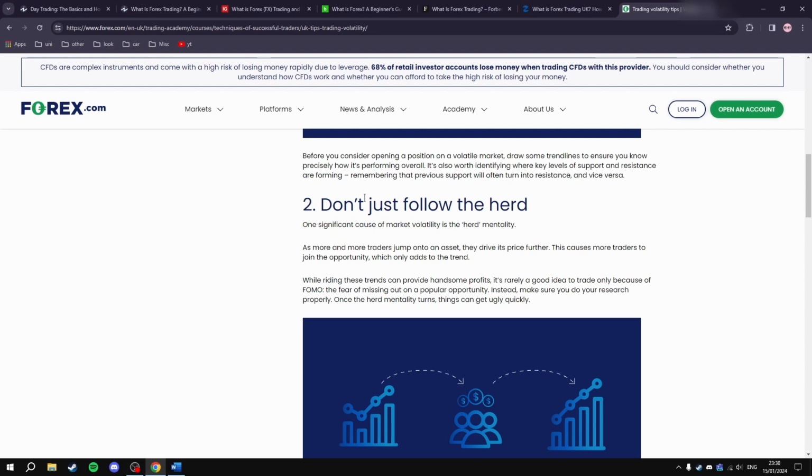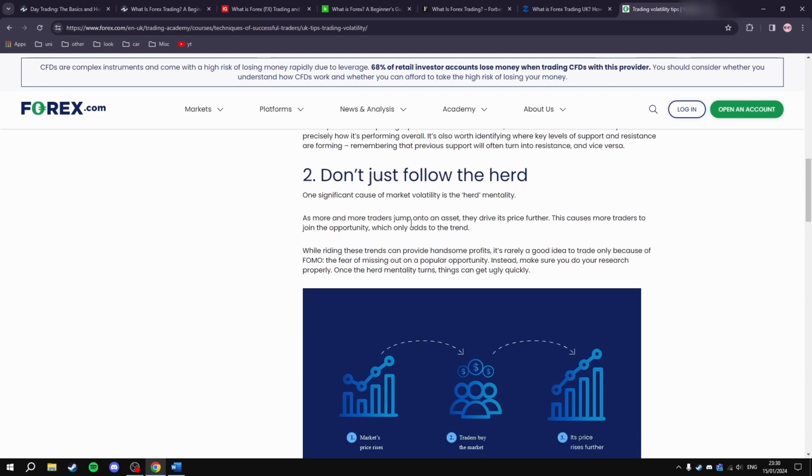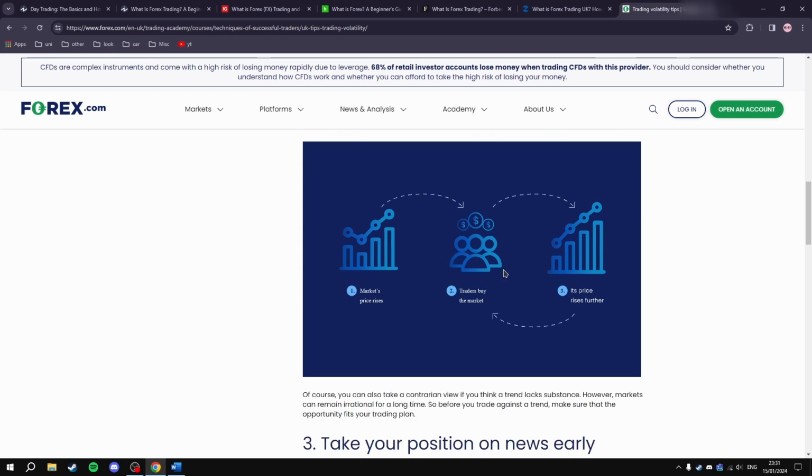Don't just follow the herd. One significant cause of market volatility is the herd mentality. As more and more traders jump onto an asset, they drive its price further because there's more demand with the same amount of supply. This causes more traders to join the opportunity, which only adds to the trend. While riding these trends can provide handsome profits, it's rarely a good idea to trade only because of the fear of missing out on a popular opportunity. Instead, make sure you do your research properly. Once the herd mentality turns, things can get ugly quickly.